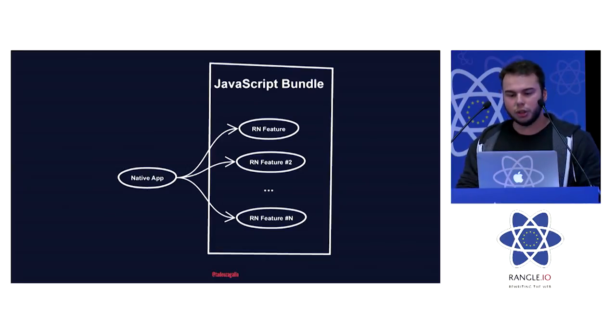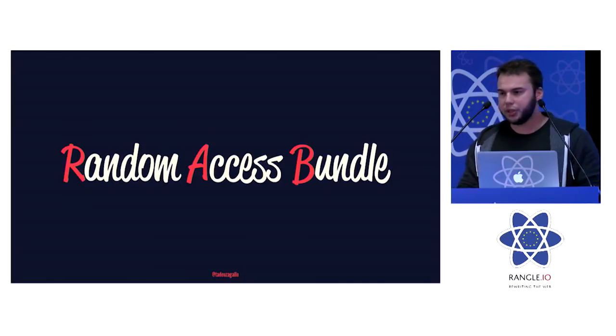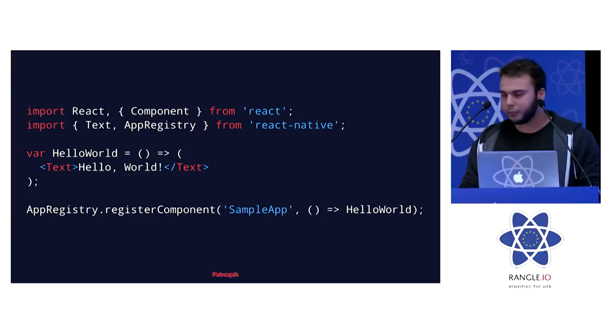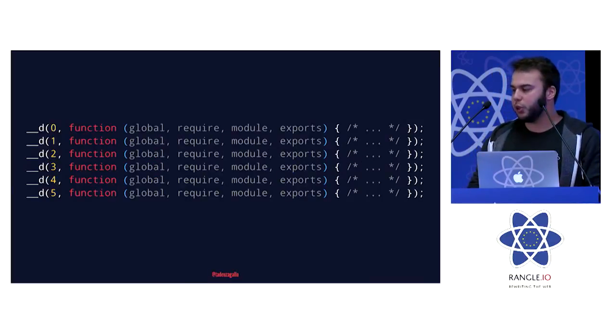So enter random access bundles. The idea behind it is that you write your code just as you would, and it's going to be compiled with Babel, and then it's going to be packaged to something like that. So you have a bunch of define calls, and the left-hand side is the method name and some factory function. Then we replace that with numeric IDs.